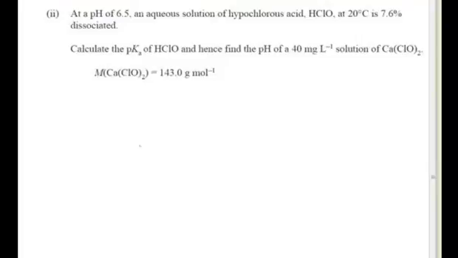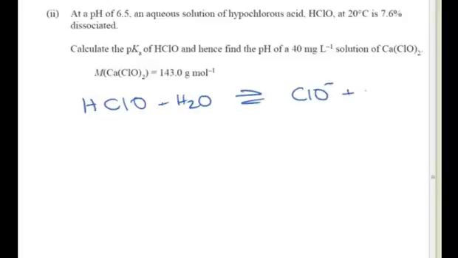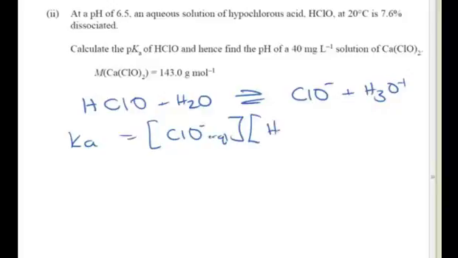If you forget how to do the Ka expression, remember you can just write out the equation for the dissociation, which is going to be ClO minus plus H3O plus, and then you can turn that into a Ka expression, which is just going to be products over reactants, ignoring water of course, and that's HClO.